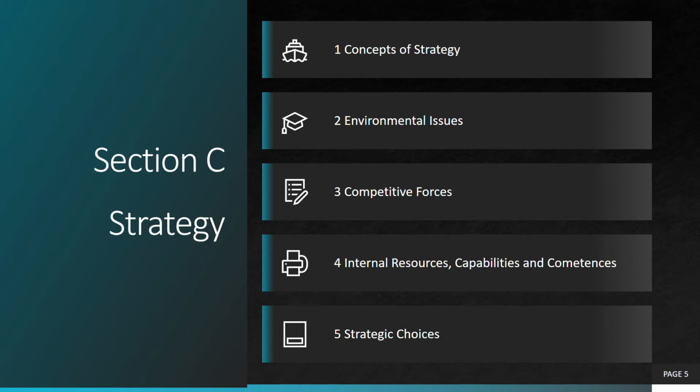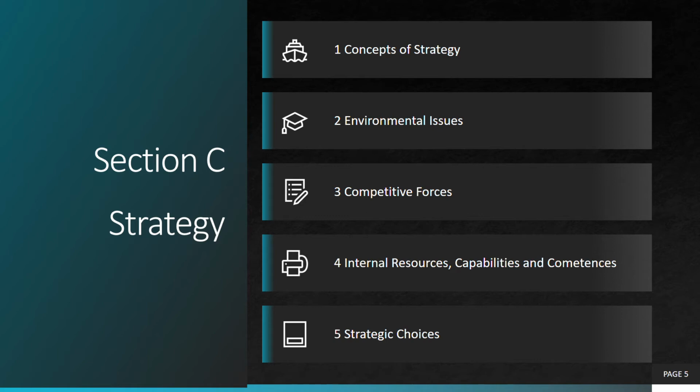Environmental issues, we are going to talk about the PESTEL: the political, economic, social, technological, ecological, and legal factors. Number 3, the competitive forces. The Porter's 5 forces talks about that competitive forces. You see, we are going to study the different models under each of this.